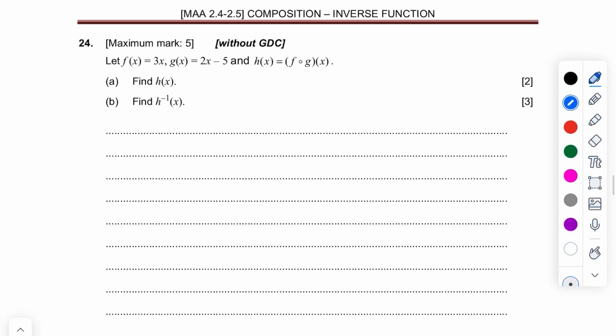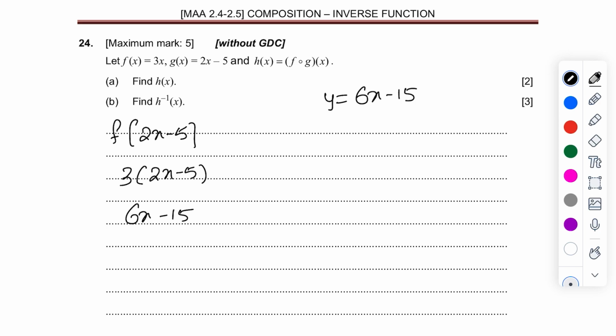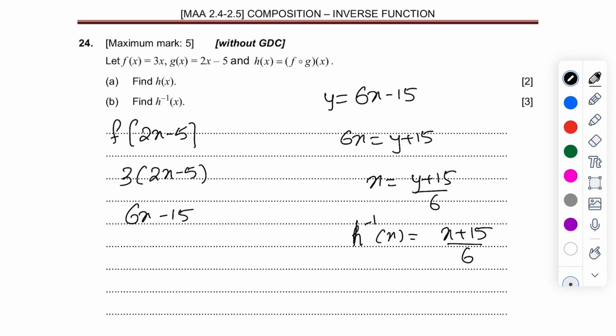Question number 24, h of x, which is f of g of x, 2x minus 5. So 3 times 2x minus 5, which is going to be 6x minus 15. h inverse of x. So y equals 6x minus 15, 6x equals y plus 15, x equals y plus 15 upon 6. So h inverse of x equals x plus 15 upon 6.